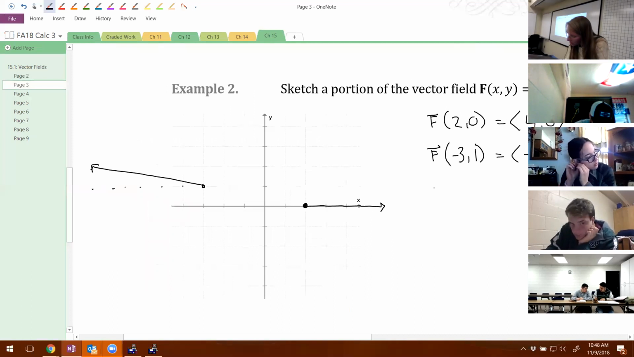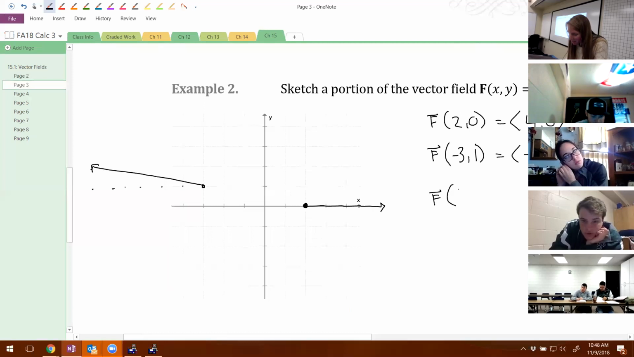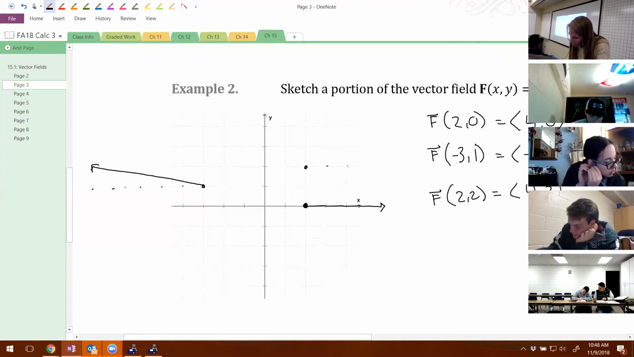I know most of you are muted, but let's say TJ, give me another point. 2, 2. Sounds good. So what vector would be associated with that? 2 times 2 is 4, and 2. So if we graph that guy, 1, 2, 3, 4, 1, 2.